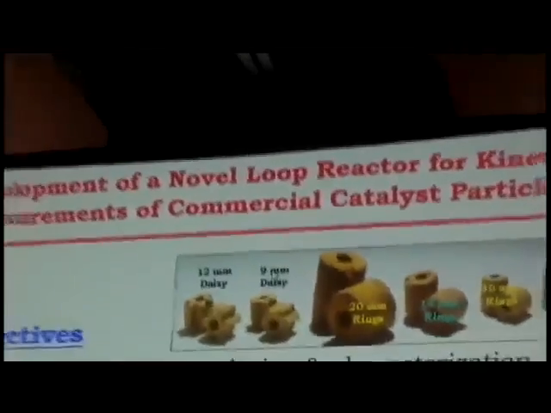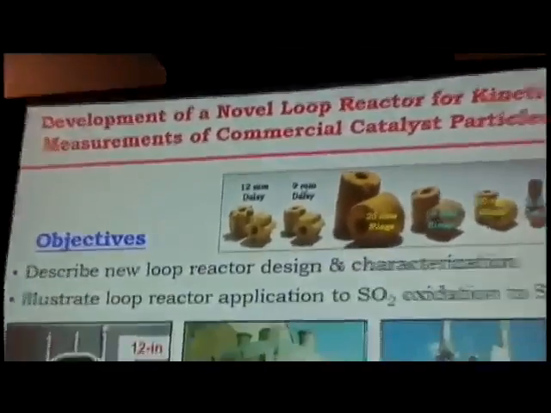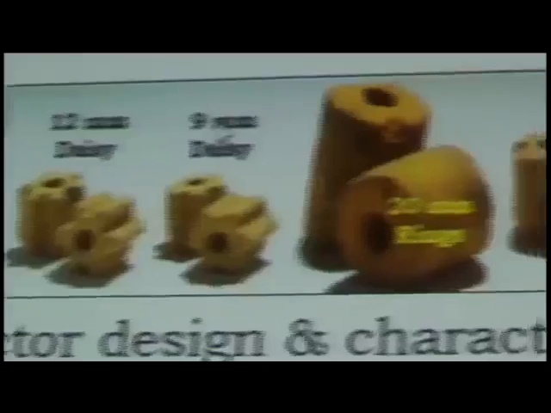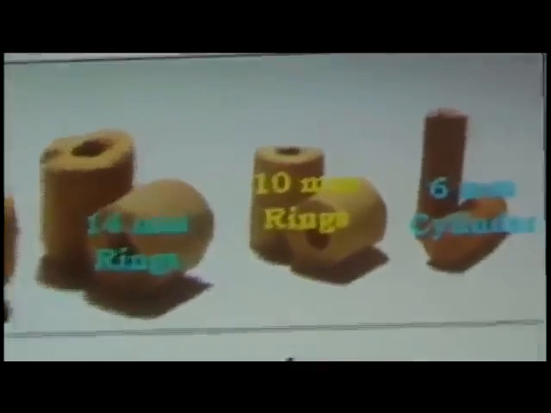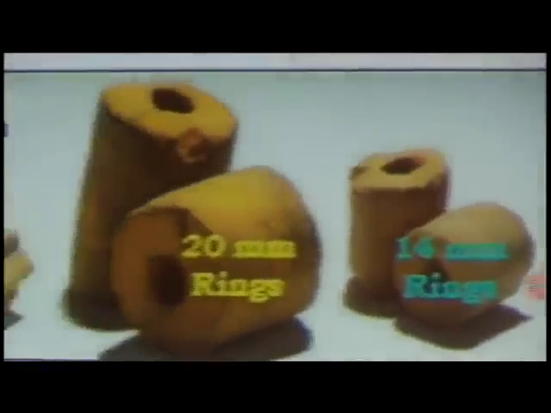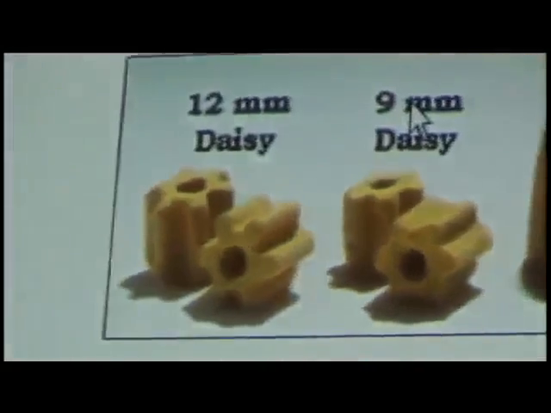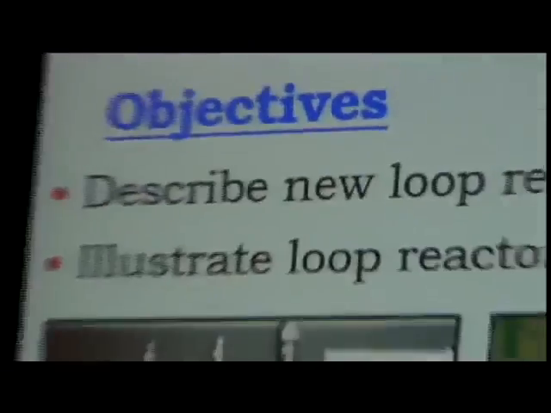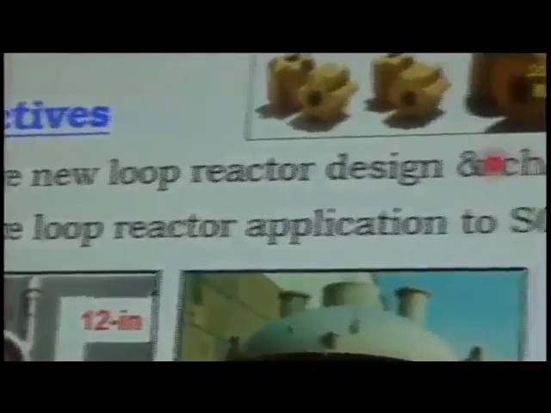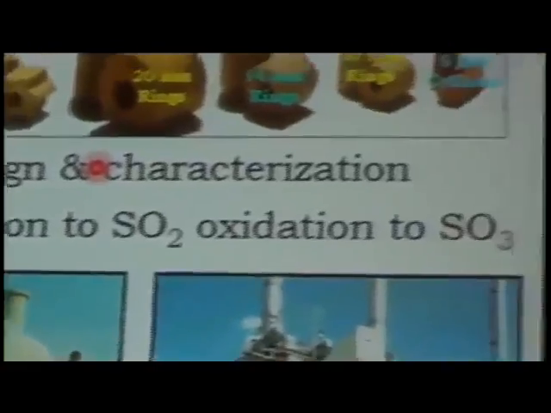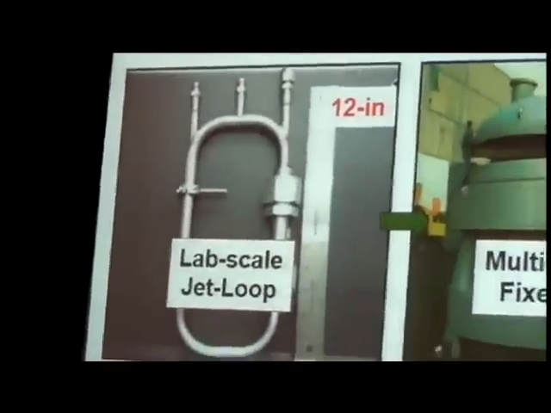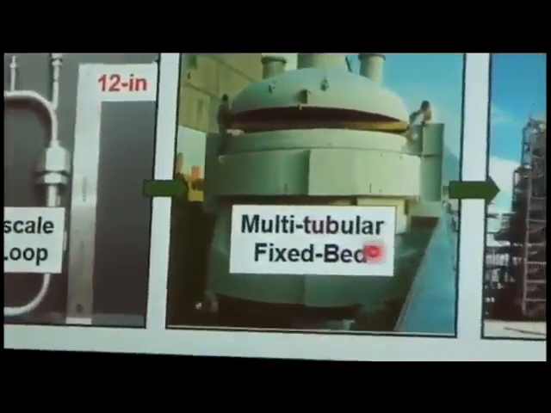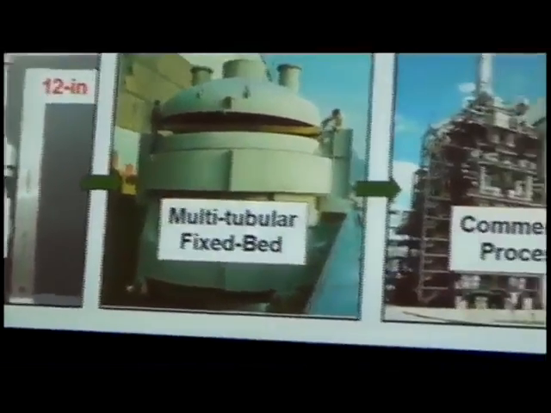Now I want to spend a little remaining time talking about our loop reactor that we used to look at the kinetic measurements for commercial sized particles. The application here was the oxidation of SO2 to SO3. There are more than 1,500 plants worldwide, and of course there's increasing pressure to develop improved technology that results in reduced SO2 emissions.